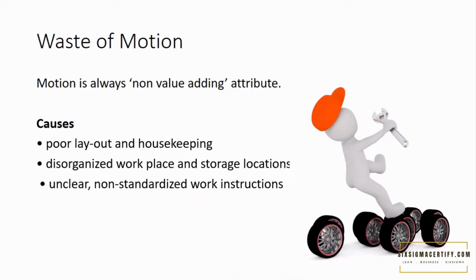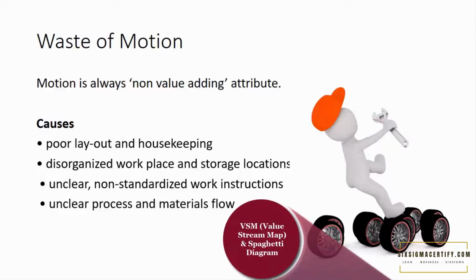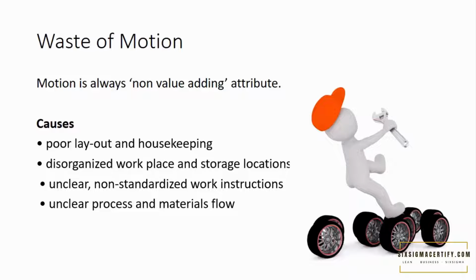Third is unclear or non-standardized work instructions. This can be sorted out with standard operating procedures and work standardization. We will study work standardization also later in this course. The fourth point is unclear process and materials flow, which can be improved with proper process planning and process maps. We will also study different process maps such as the value stream map and the spaghetti diagram in this course. These two diagrams help to sort out unclear process and materials flow.